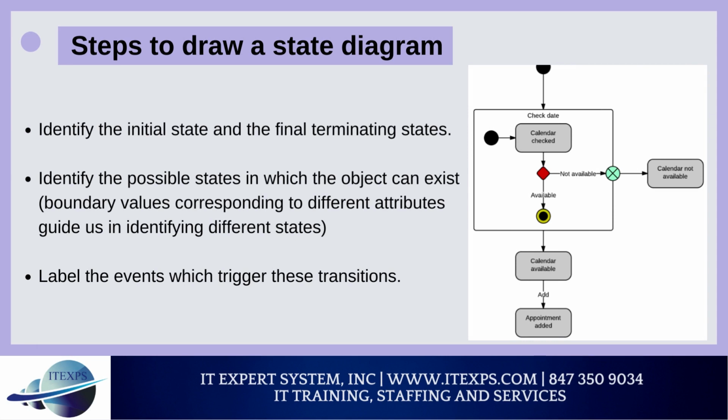Steps to draw a state diagram. Identify the initial state and the final terminating states. Identify the possible states in which the object can exist. Boundary values corresponding to different attributes guide us in identifying different states. Label the events which trigger these transitions.